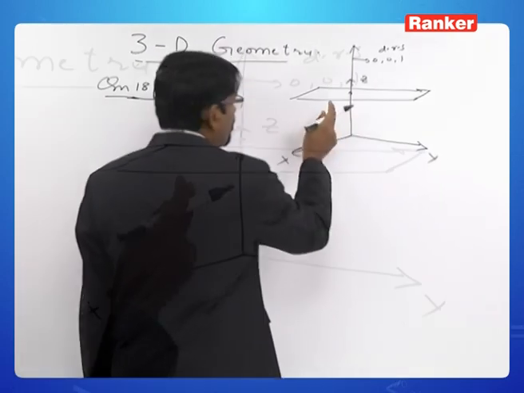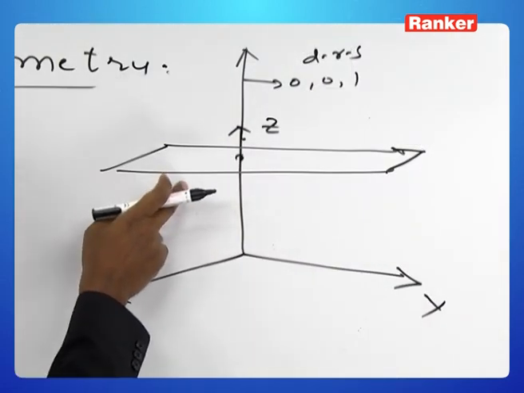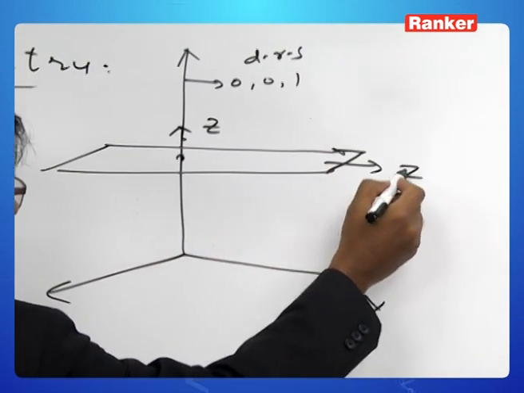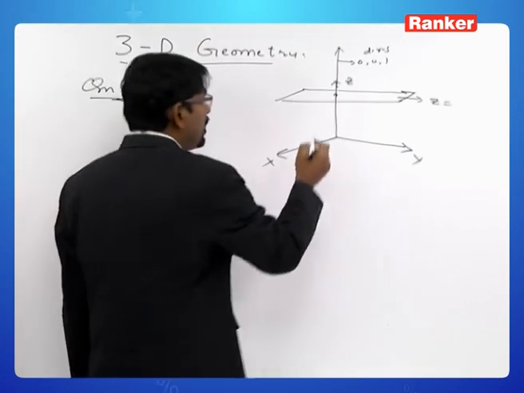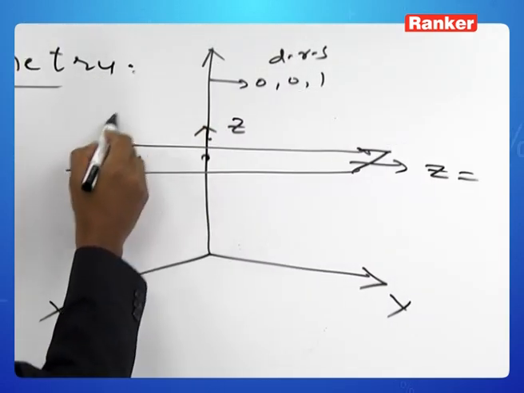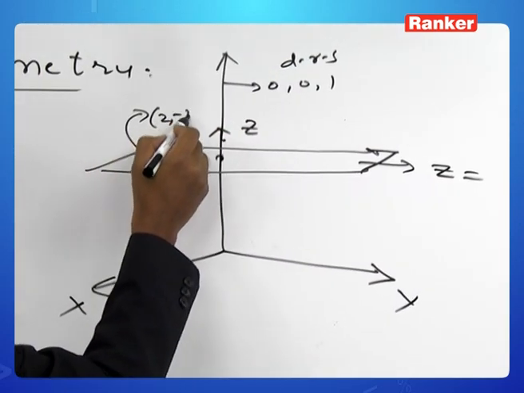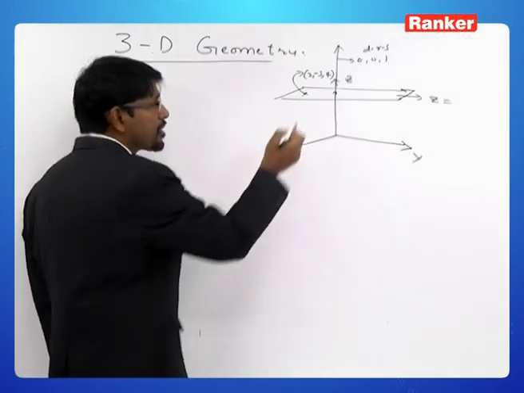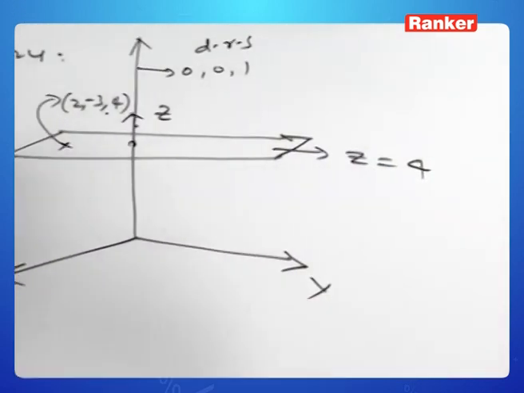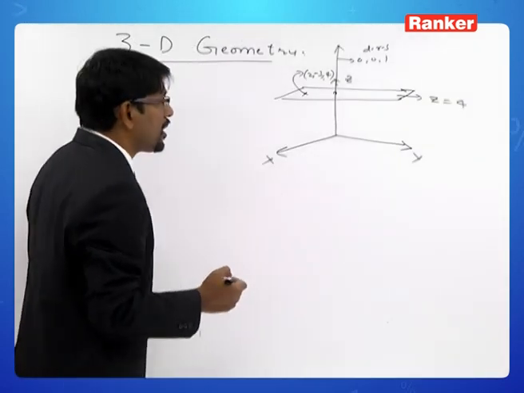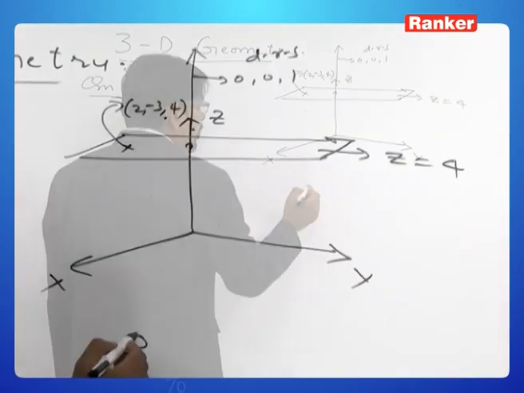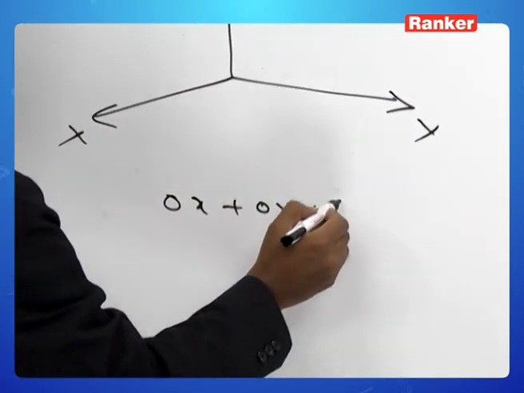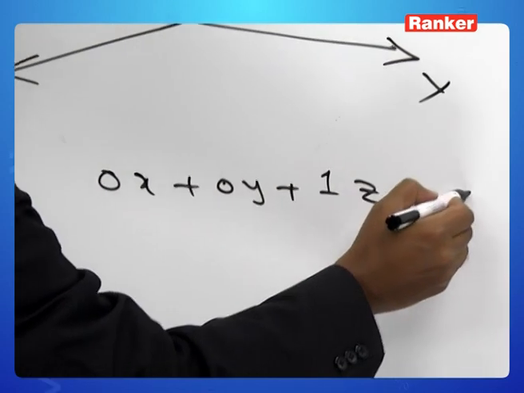So a plane perpendicular to z-axis has to be parallel to xy plane and hence it is taken as z equal to some constant. But then we are given that 2, minus 3, 4 is a point on it. So the z coordinate of any point on this plane has to be constantly 4 then. So z equal to 4. So the plane is z equal to 4.